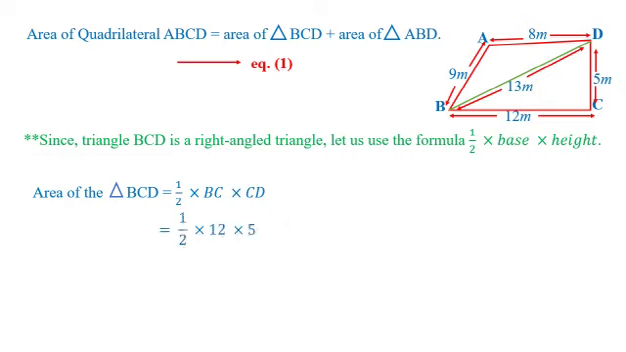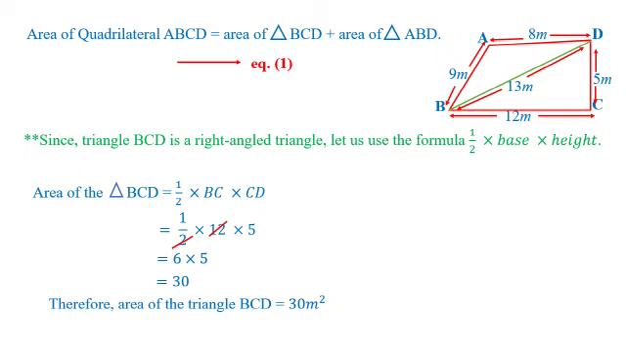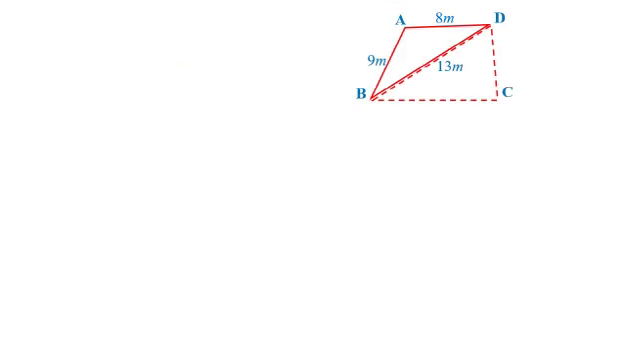Now, if we put the corresponding values, we get half into BC is 12 meters and CD is 5 meters. Now we can cancel this 2 and 12. That will give us 6 into 5, and that is equal to 30. Therefore, the area of triangle BCD is equal to 30 meters square. Now we have to find the area of triangle ABD.